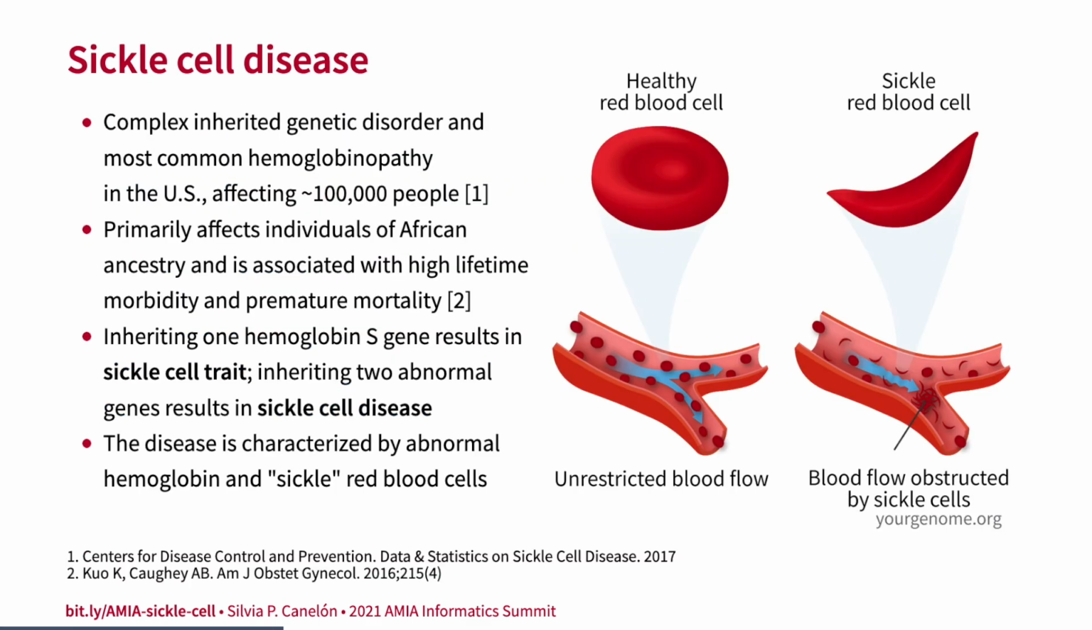So what is sickle cell disease? It's a complex inherited genetic disorder and the most common hemoglobinopathy in the US, affecting around 100,000 people. It primarily affects individuals of African ancestry, and it's associated with high lifetime morbidity and premature mortality. Inheriting one hemoglobin S gene results in sickle cell trait, whereas inheriting two abnormal genes results in sickle cell disease. The disease is characterized by abnormal hemoglobin and sickle red blood cells. The sickle cells die early, so they're the ones on the slide on the right-hand side, which causes a constant shortage of red blood cells, or anemia.